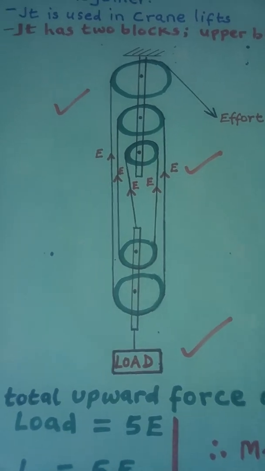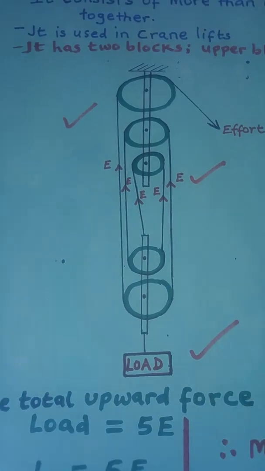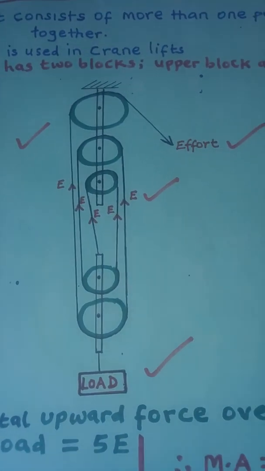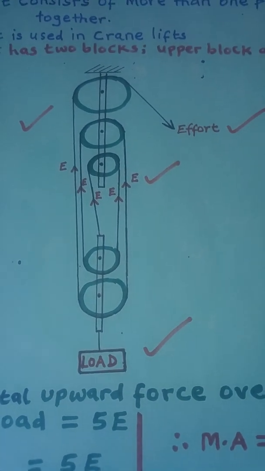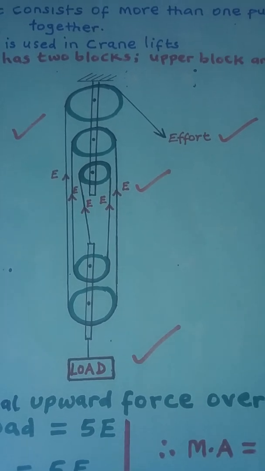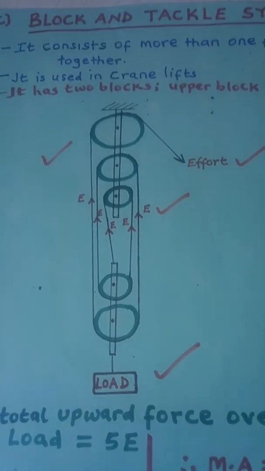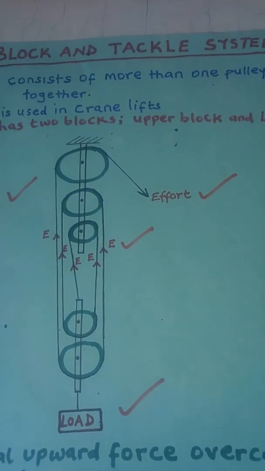So in this case, how many pulleys are there? 1, 2, 3, 4, 5. Now we are not saying they should always be 5, as long as they are more than one. More than one could be 2 and above, 2, 3, 4, 5, and so on. As long as it's more than one, it is a block and tackle system.